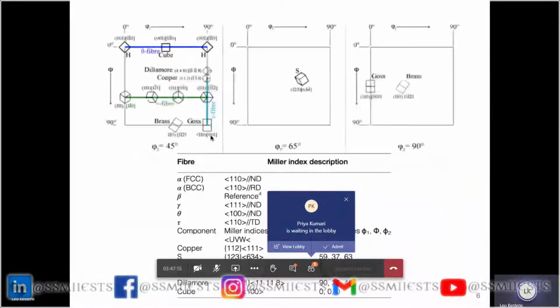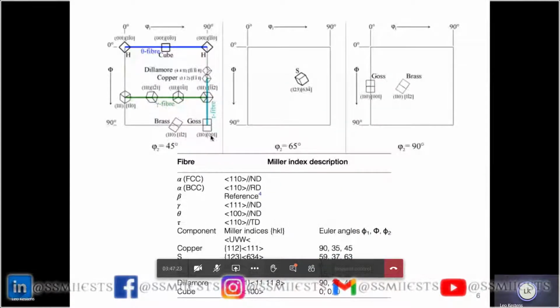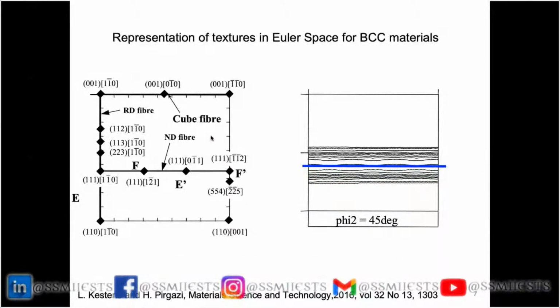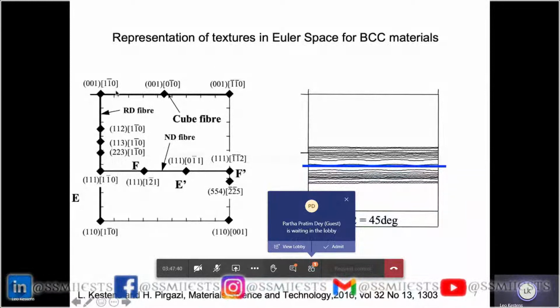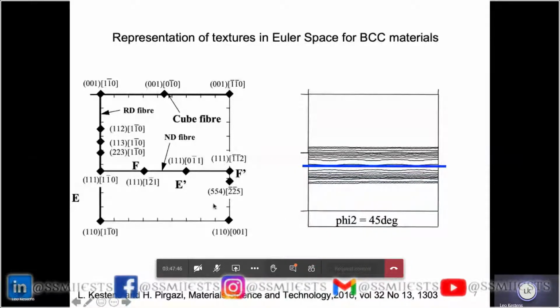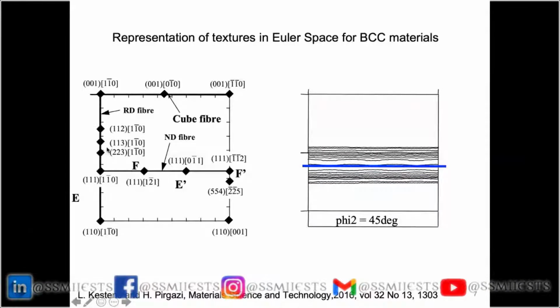This was basically for FCC materials: aluminium, copper, nickel, gold, silver. For BCC materials, so iron at room temperature, probably the most famous, but also tungsten or molybdenum. If you roll and anneal such a steel, such a BCC material, we can do with the phi2 45 degrees section only. It has this famous vertical fiber, we call it the RD fiber or sometimes also the alpha fiber.